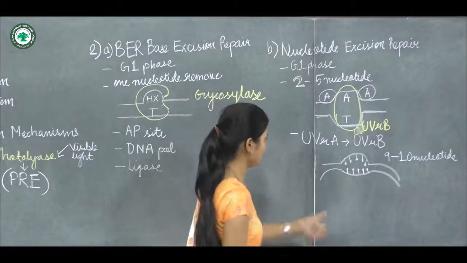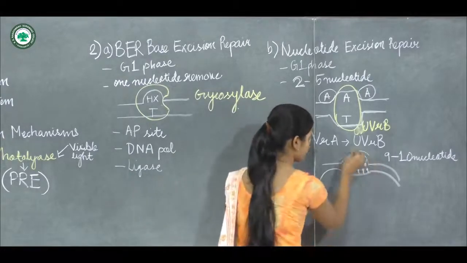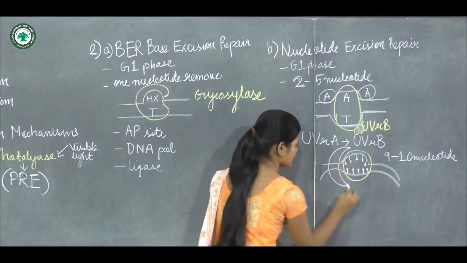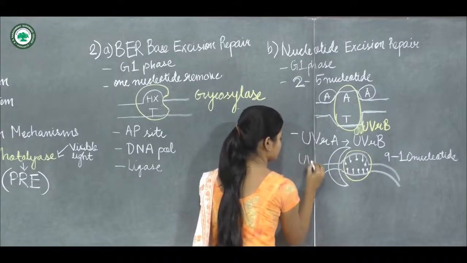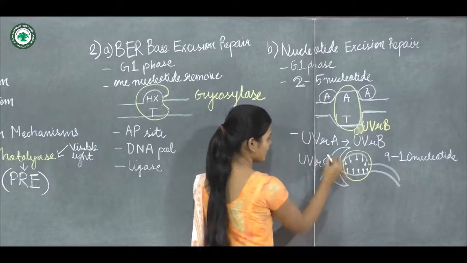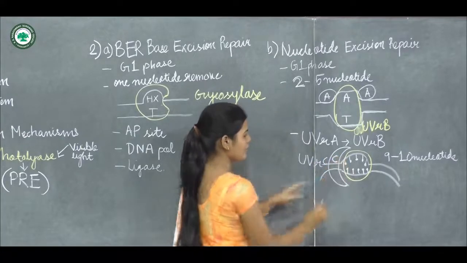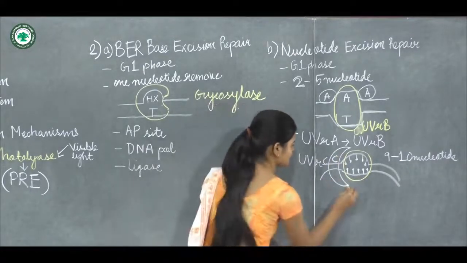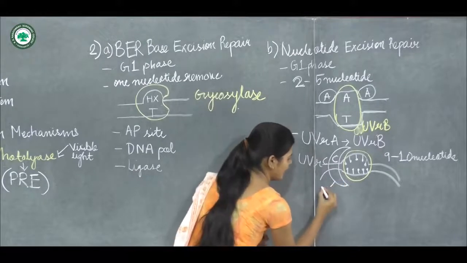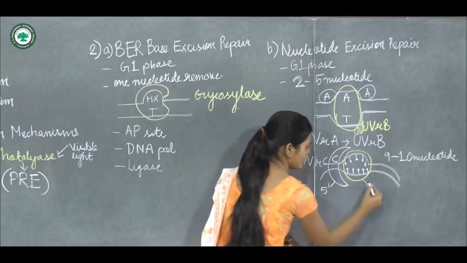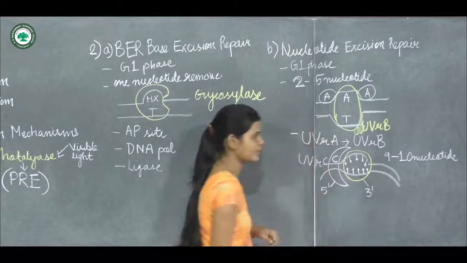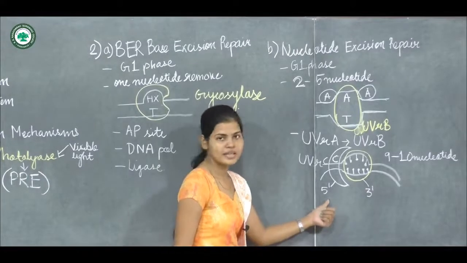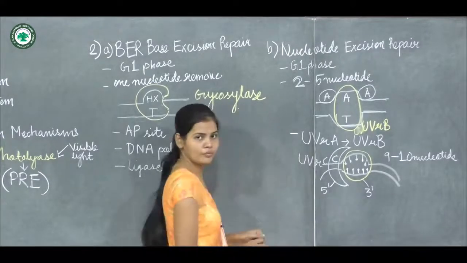Now next what will happen to this UVRB? Now one more enzyme will bind, that is UVRC. This UVRC will bind to UVRB. Now what will happen? This will cut at the 5' side and this will cut at the 3' side of the DNA. Now after this, they are going to create a nick on the DNA.